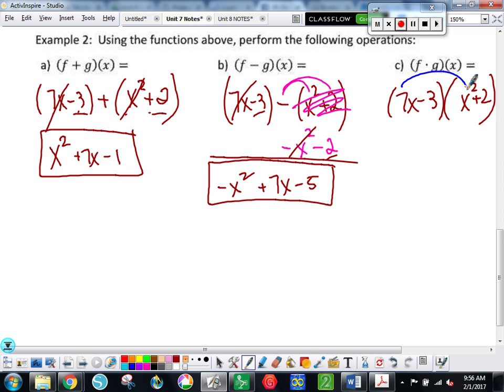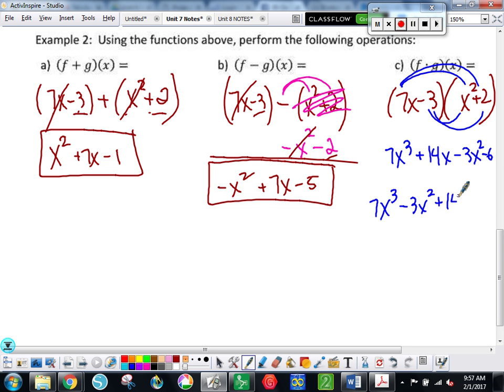So 7x cubed, very good. And then 7x times 2 would be a plus 14x minus 3x squared minus 6. However, that's not in standard form, so how do I rewrite it so it is? Combine all my terms. 7x cubed, we'll move this one up, minus 3x squared plus the 14x minus 6. Okay?